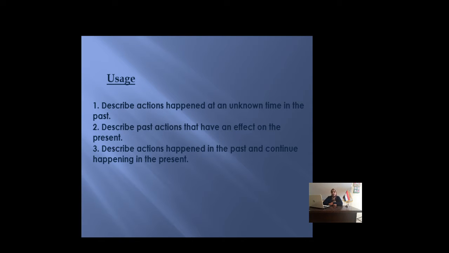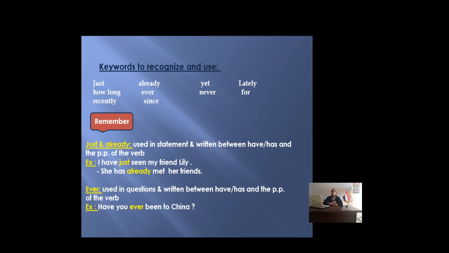So you describe past actions that have an effect on the present, and you don't know when it will end. Also, you describe an action that happened in the past and continues happening in the present. For example, I have put on this jacket here. It means that I'm still wearing it, but I don't know when I will take it off. Let's go to the other slide here.